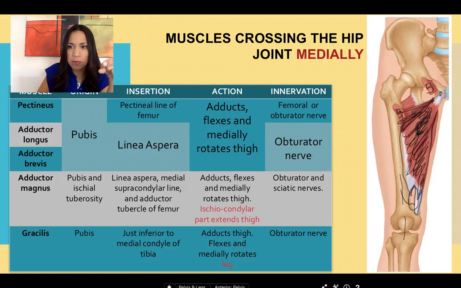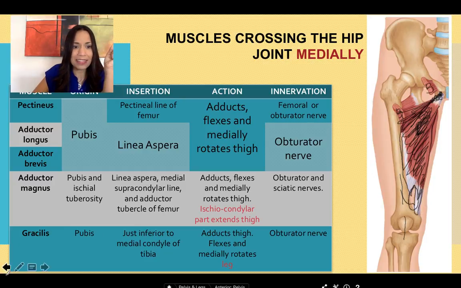Okay, so you have there the pectineus from the pubic bone to the pectineal line, the adductor brevis from the pubic bone to the linea aspera, adductor longus as well from the pubic bone to a broader insertion in the linea aspera, on the posterior aspect of the femur. We have the adductor magnus from the pubic bone and ischium to the linea aspera, supracondylar line, and adductor tubercle.